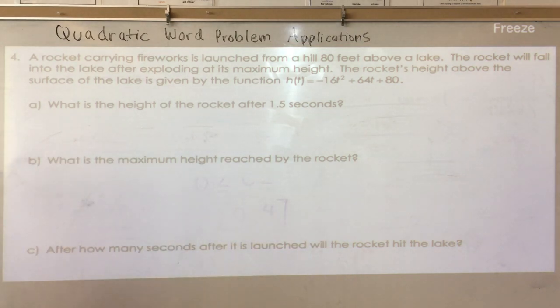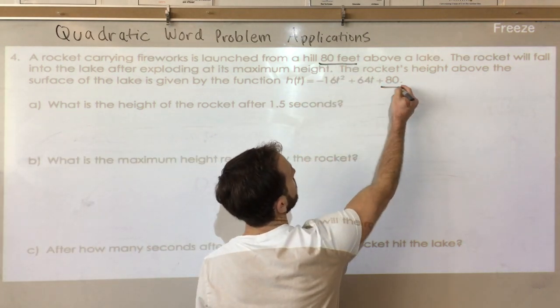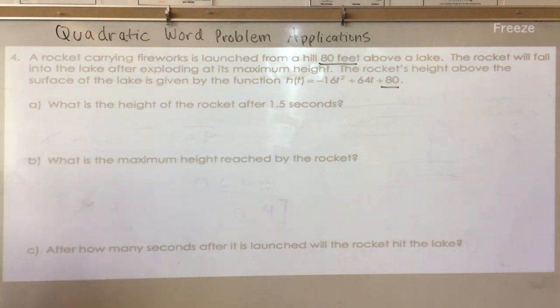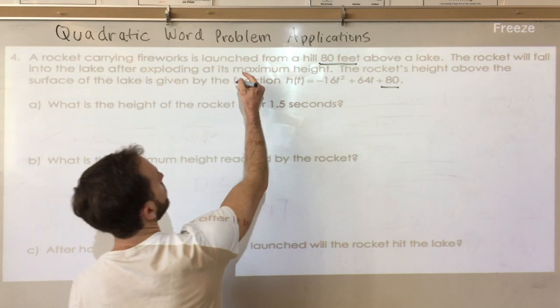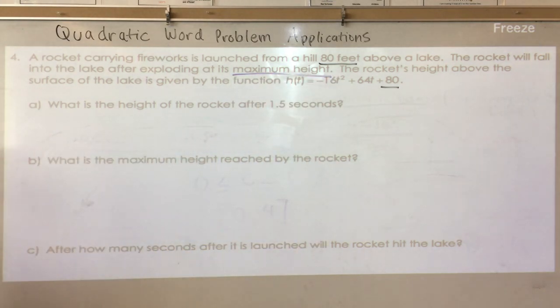A rocket carrying fireworks is launched from a hill 80 feet above the lake. The rocket will fall into the lake after exploding at its maximum height. The rocket's height above the surface of the lake is given by the function h of t equals negative 16t squared plus 64t plus 80.